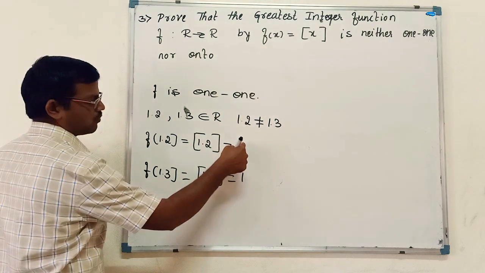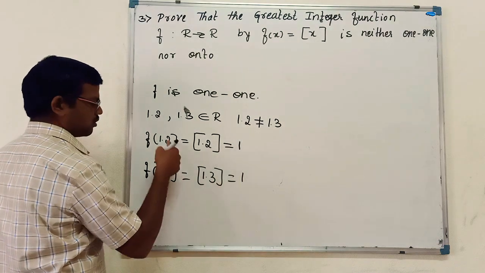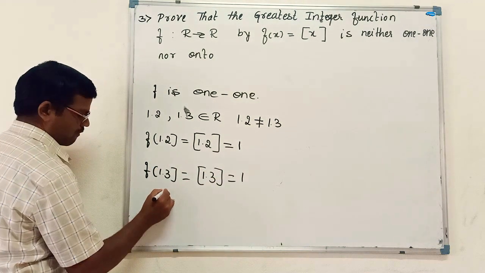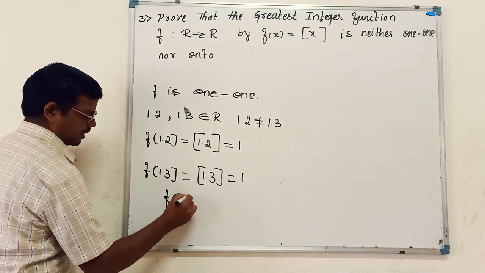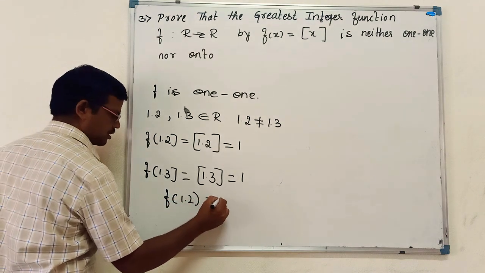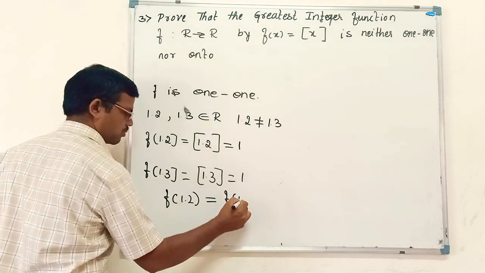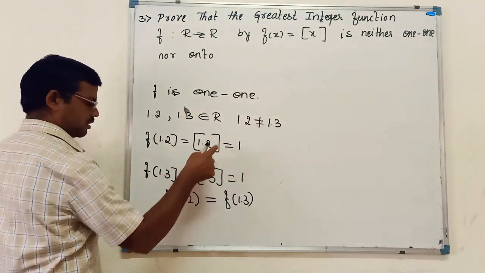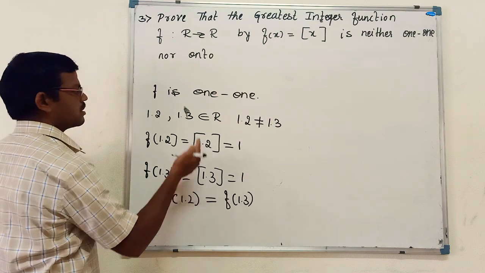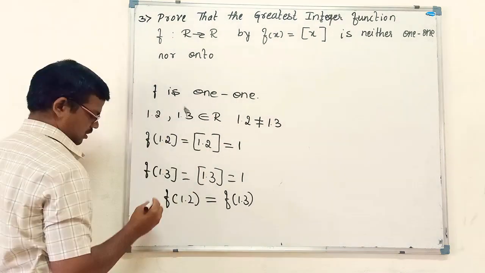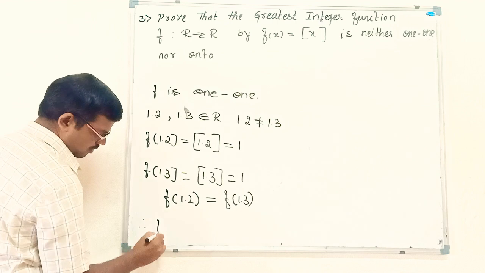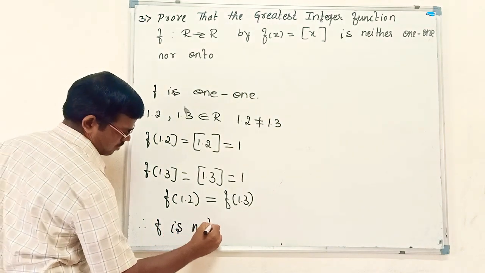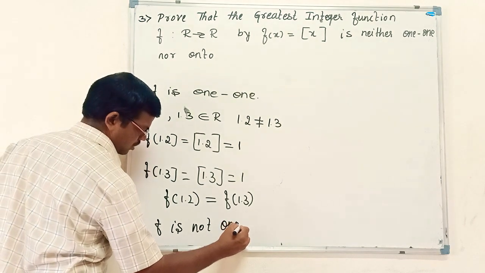But here we confirm that two distinct numbers got the same image. For example, f of 1.2 is equal to f of 1.3. Therefore, different elements, same image. Then what can we say? f is not one-one.